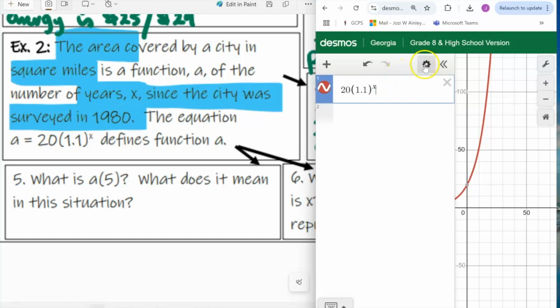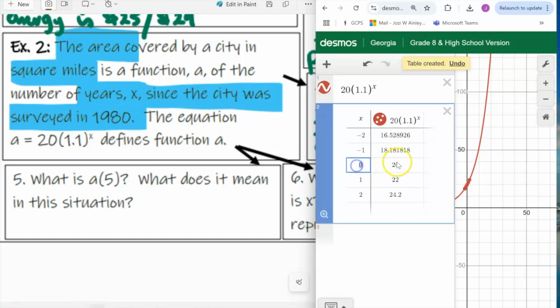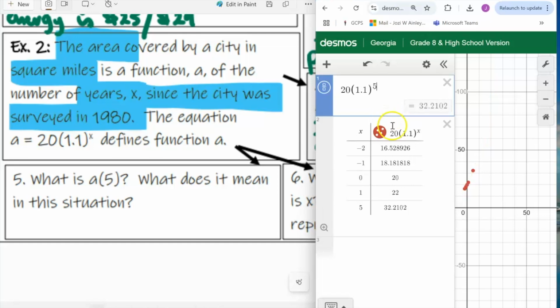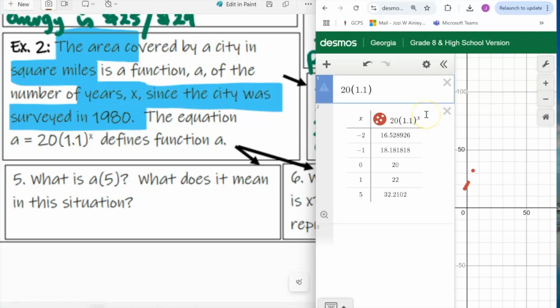So you can do this two ways. You can evaluate functions. You can make it a table, and here are my functions. So there's 0, that's 20. If I want 5, I can just change the number to 5, and that's going to give me 32.2102. Or I can just come in here, go to the x and just change the x to 5, and you're going to get the same number. So whichever way you want to do it is okay.